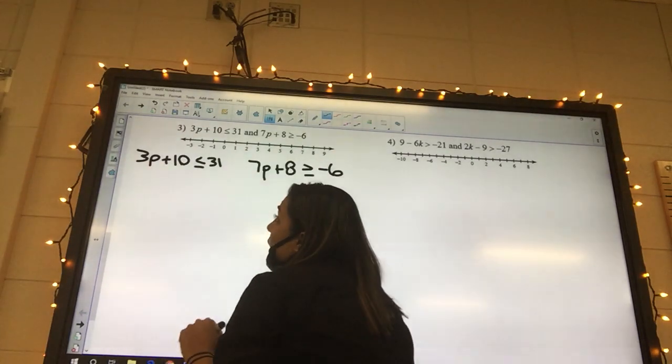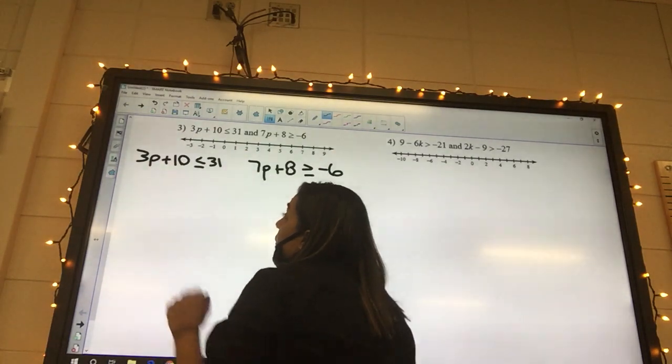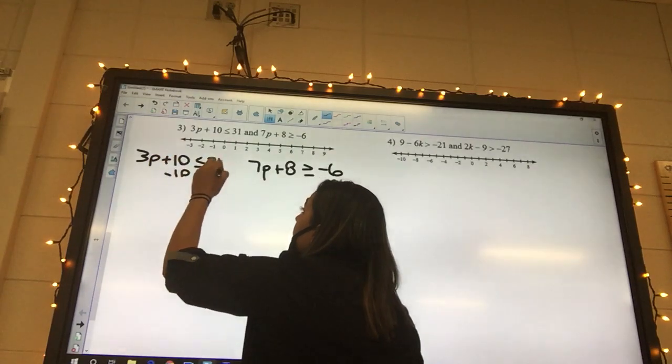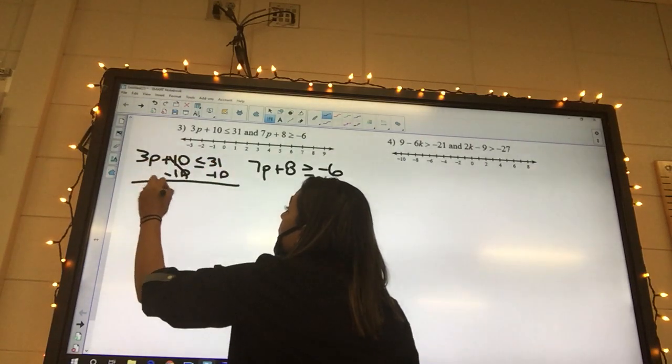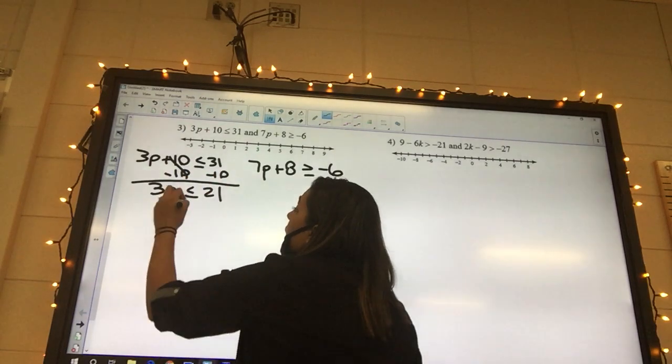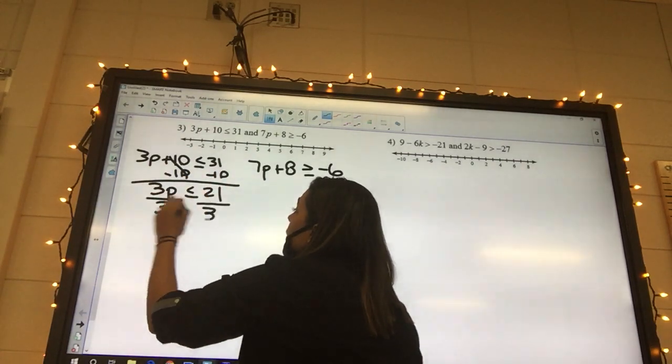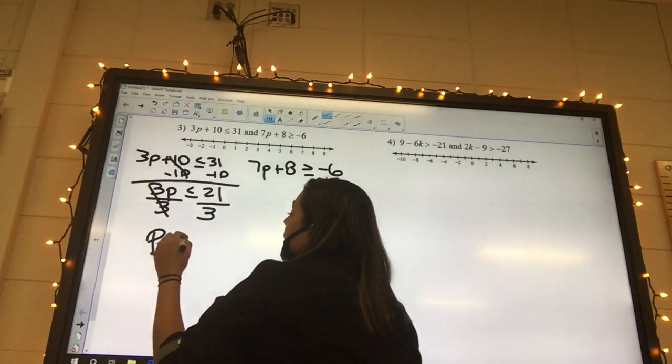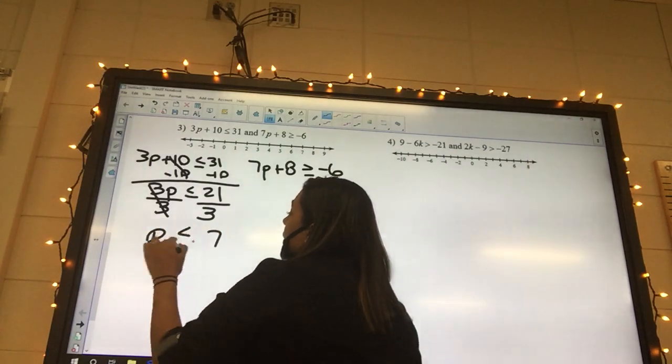Mr. Moss, who's my kid? 10. So minus 10, minus 10. So 3p is less than or equal to 21. And my last step is going to be to divide. Do we need to flip? No.